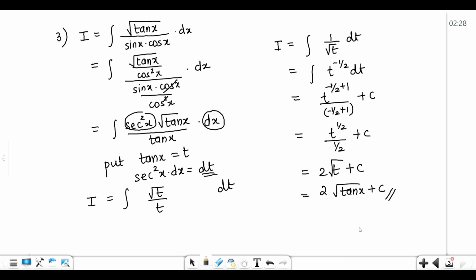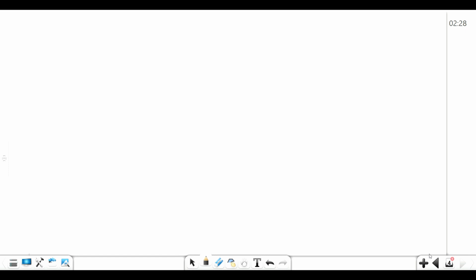So this is how we have solved this question. Now this is a complicated one, but you have to work out more and more. Okay, so as to you get the idea. Okay, now we'll move on to the next question.